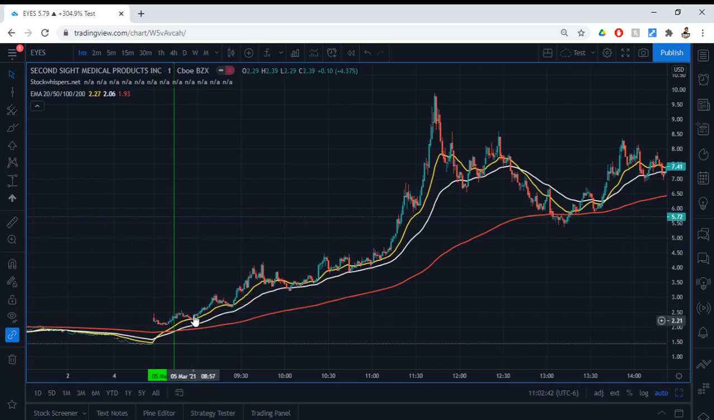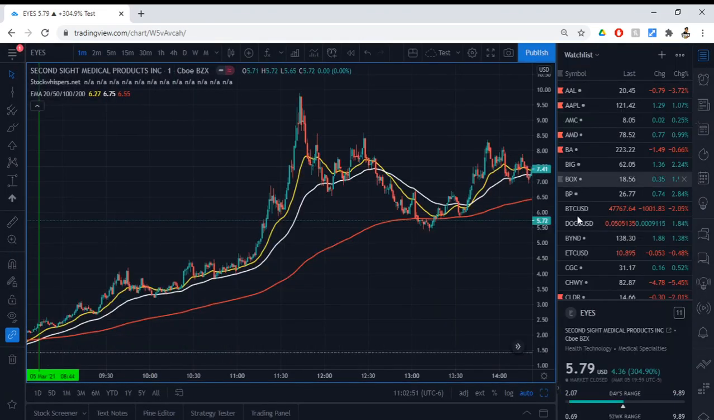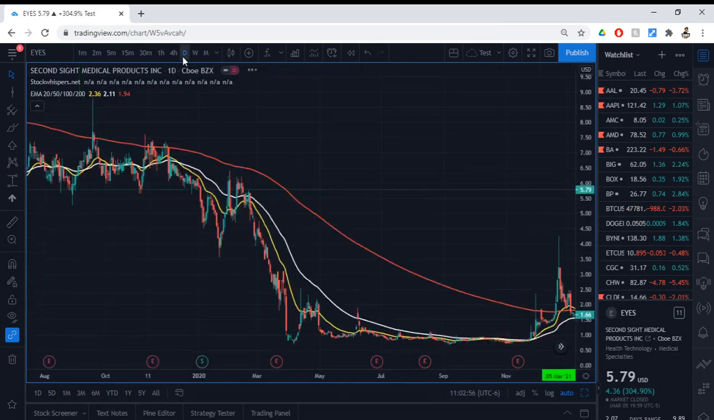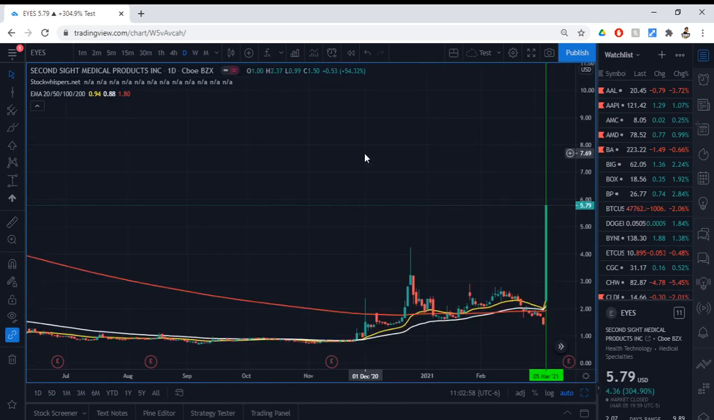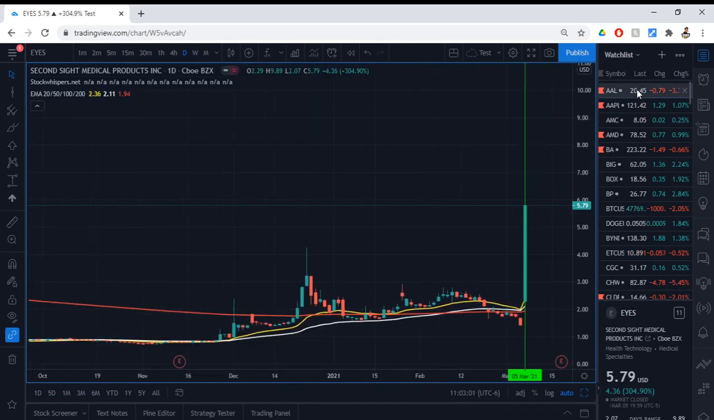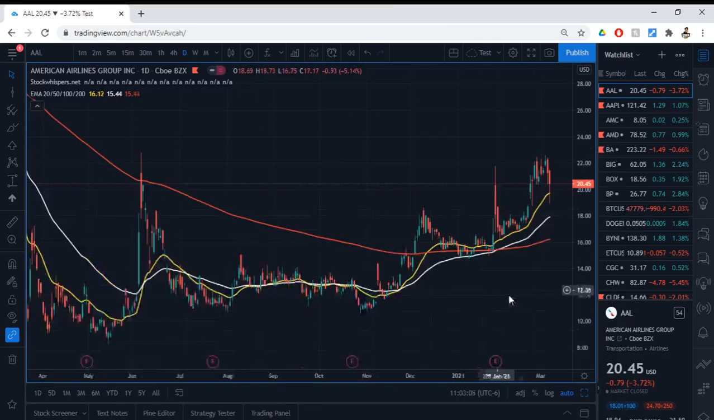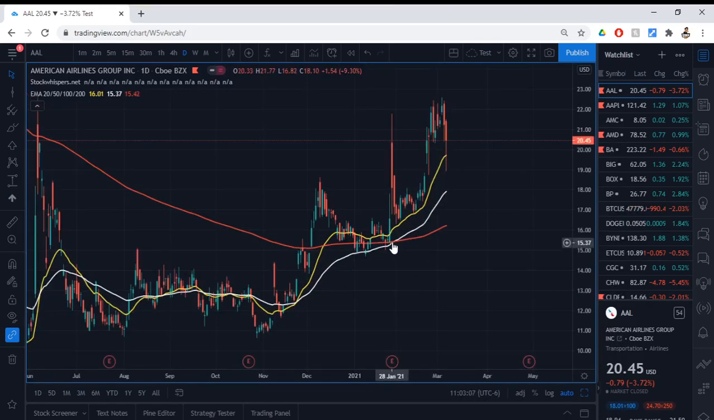So essentially, this is what you're looking for, right? And it doesn't matter what you're trading. I'm going to show you here multiple examples of this, right? So let's switch it over to the daily chart to make it easy. Okay, so AAL. See here, same situation. 20 over the 50 over the 200.